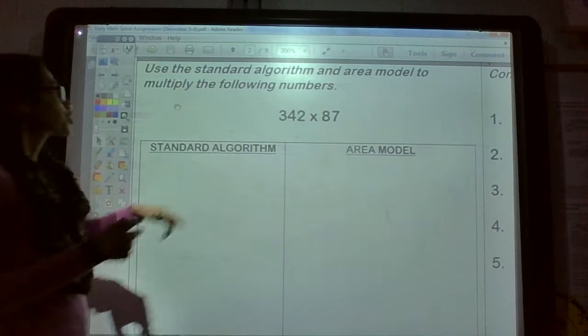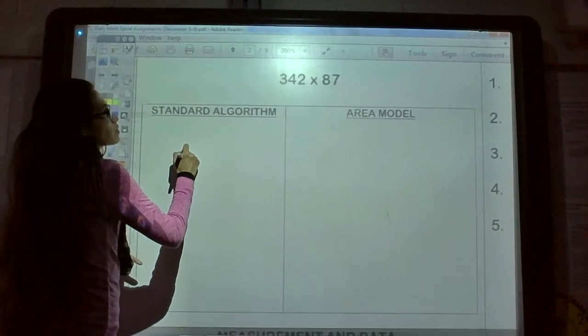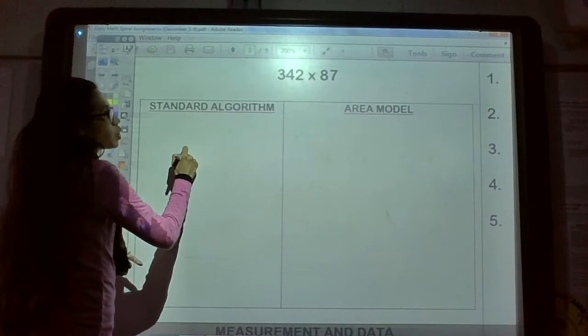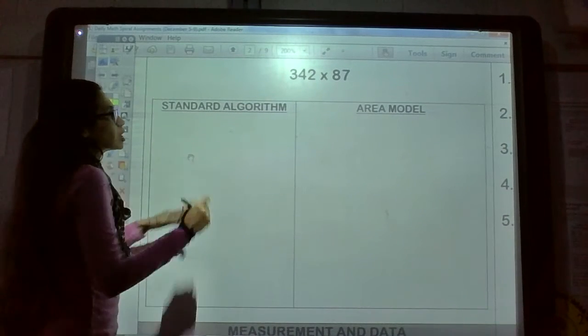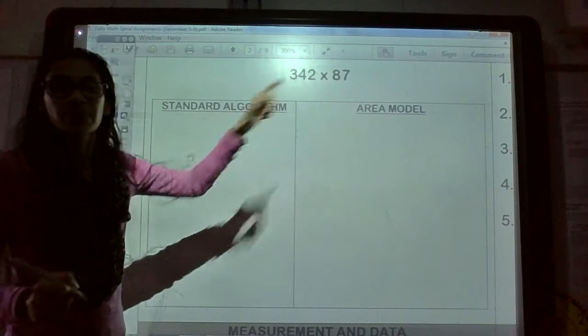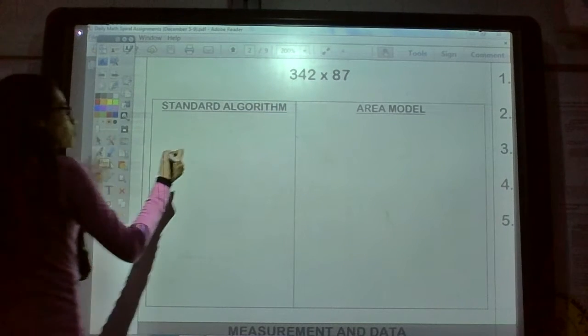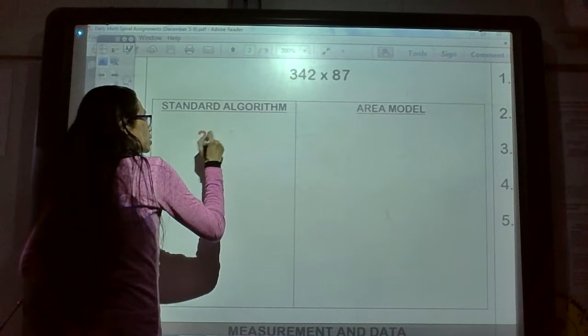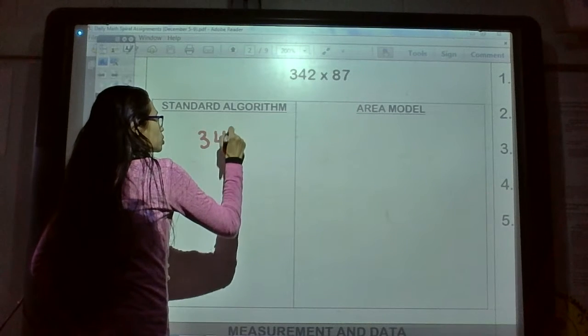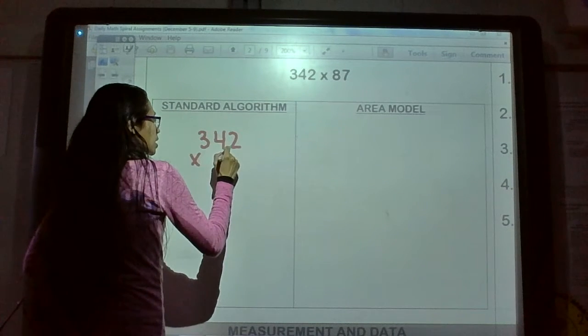Here's a problem. 342 times 87. Now, what I want you to do is you are going to do the same problem in both boxes, okay? Let's do the standard algorithm. And this is just the regular way that we multiply. 342 times 87.